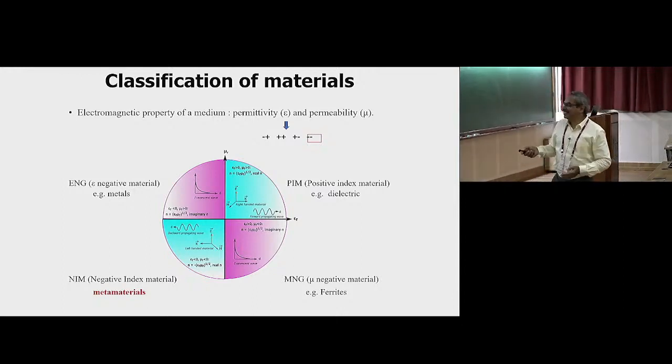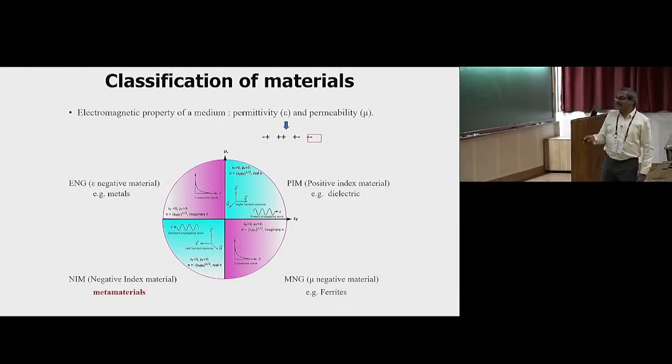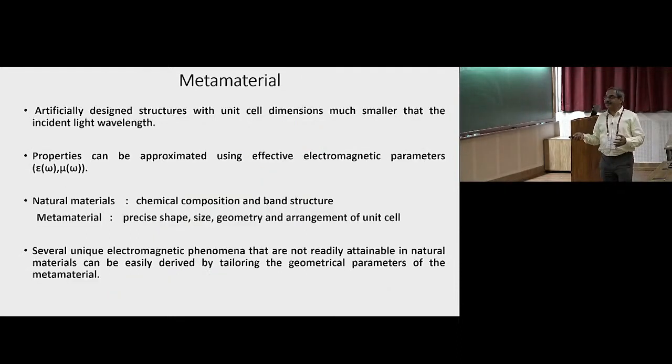As Nirmalya said in his talk, initially metamaterials were negative index materials, but now people talk about metamaterials in a general term, where these are artificially designed structures with unit cell dimensions much smaller than the incident light wavelength. In natural materials, we talk about chemical composition and band structure; in metamaterials, the shape, size, geometry, and arrangement of unit cells define the electromagnetic response of these materials.